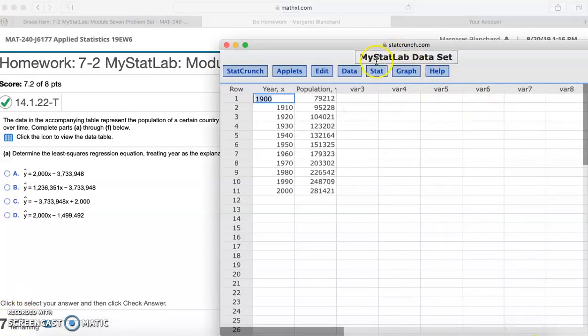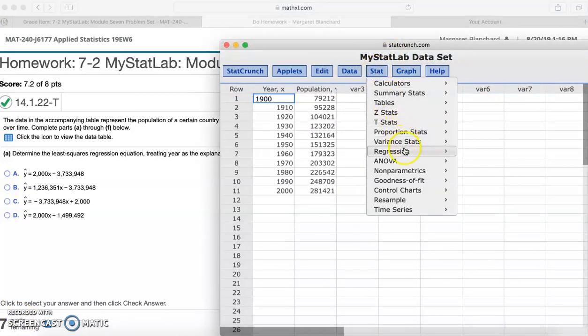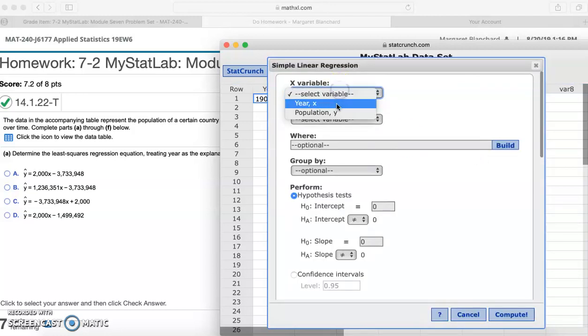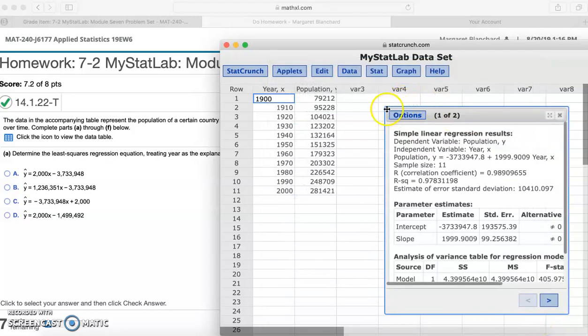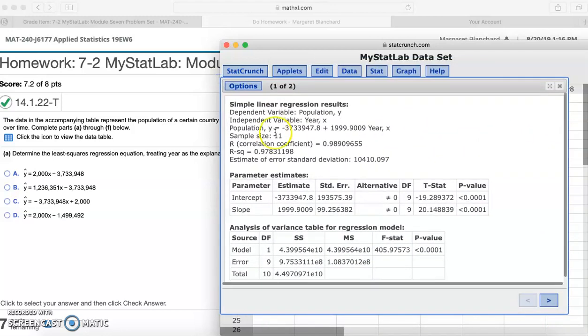All right, so first let's go to Stat, Regression, Simple Linear. We're going to select year as the X or explanatory variable. Remember, that's the independent variable. Y is dependent on X, so Y, or population, is the response variable. Let's go ahead and click compute and we'll get our regression equation. We can see it right here.